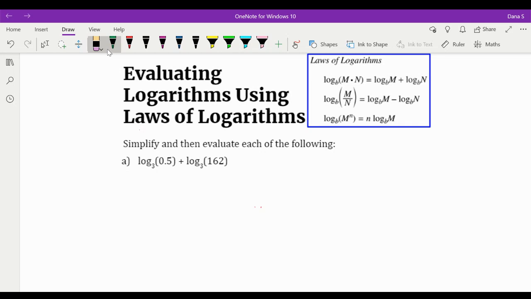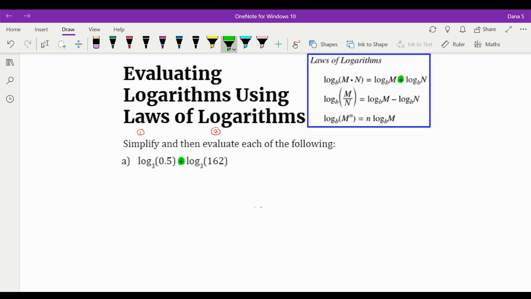Hello. In this video, we'll be looking at evaluating logarithms using the laws of logarithms. There are two things we're being asked to do for each question: simplify and then evaluate each of the following.